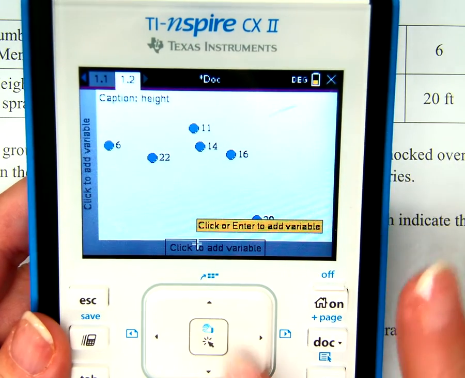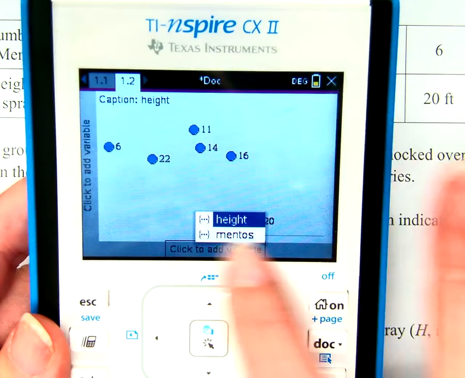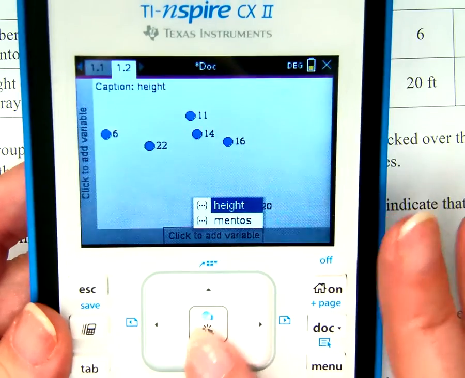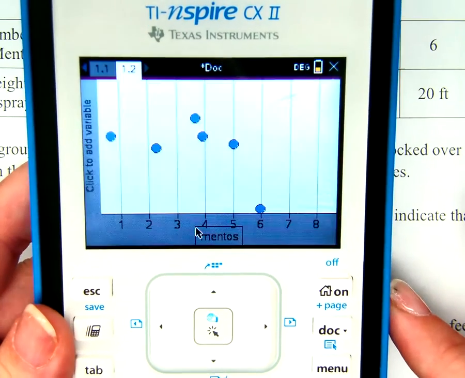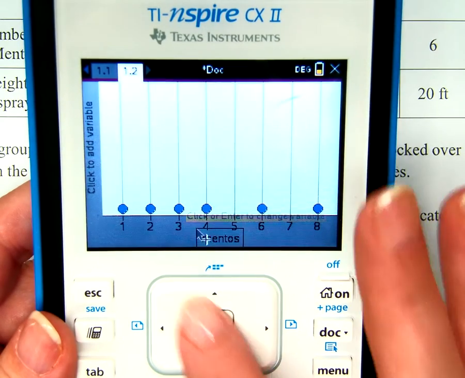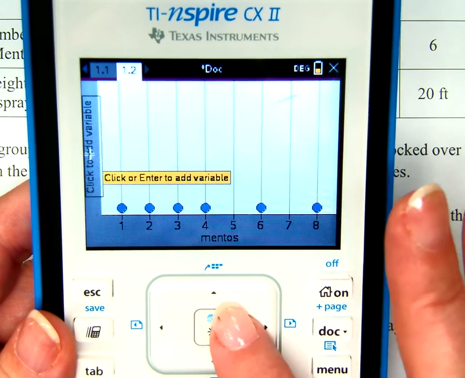Click to add variable. What variable should go along the x-axis of my graph? Mentos. So I'm going to choose Mentos, and to me, this is the cool part. Haha, it just moved. And then let's go add our variable on the y-axis, right? What's that?